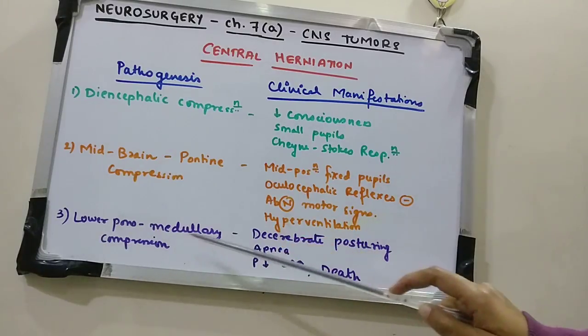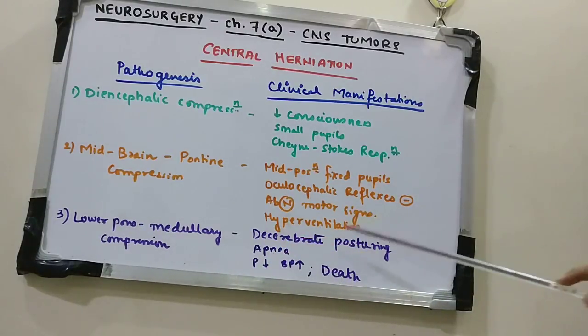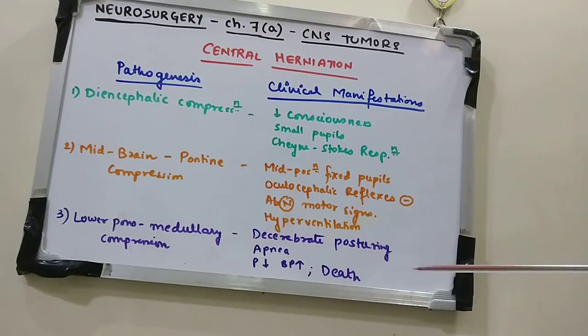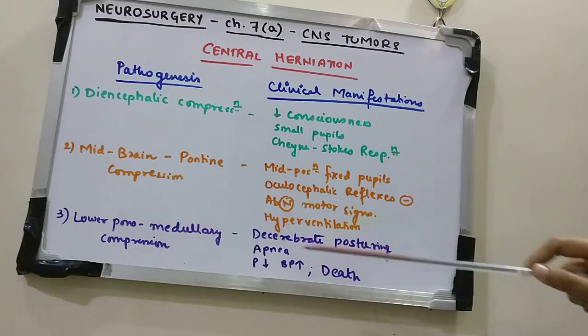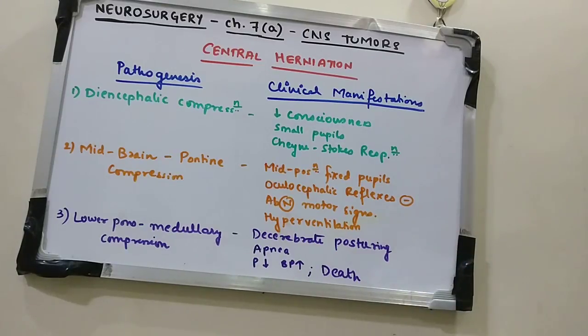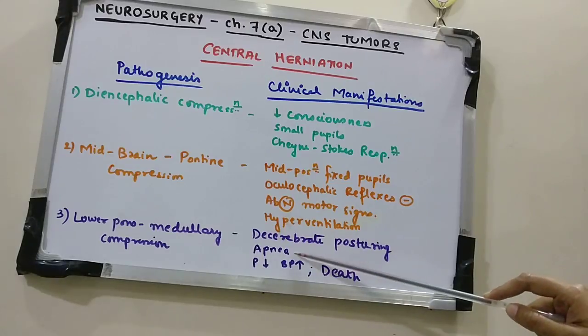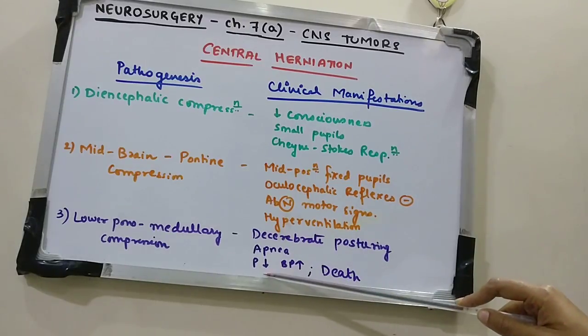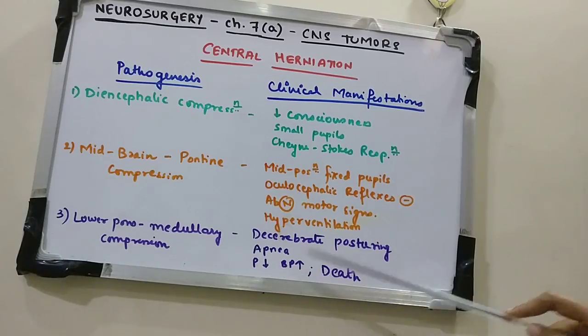Coming on to lower pons medullary compression, it will cause decerebrate posturing due to cutting off fibers coming from the pons as well as the medulla, and it can cause apnea, as I told you, because it houses the DRG and VRG group of neurons. Apnea can cause death. Also in this patient you will see that the pulse has gone down and the blood pressure has increased.